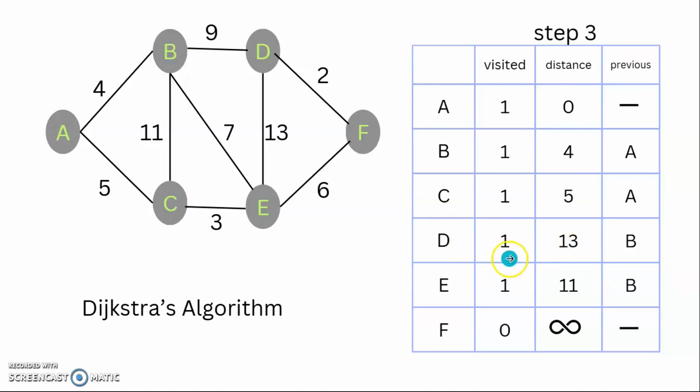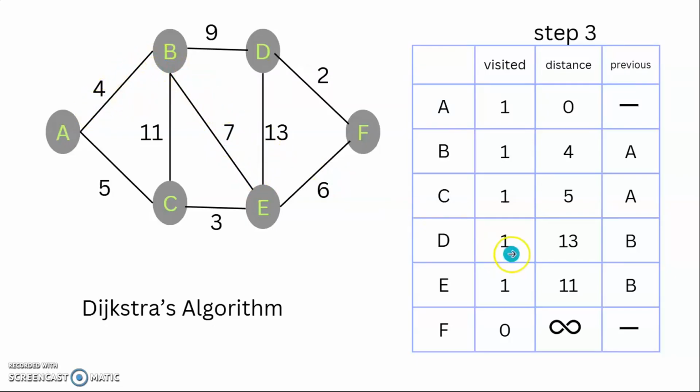So D will be marked as visited. And what is the previous node? B, because you are coming through B. For E also, in the previous table it was infinity, but now there is a direct edge from B to E with a weight of 7, and already this 4 is there.